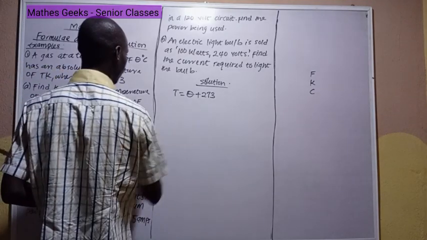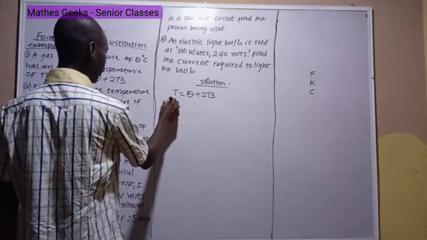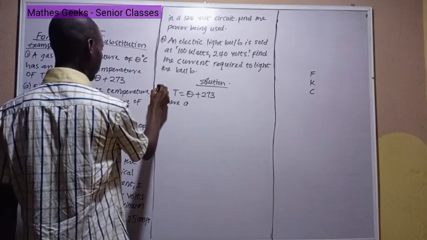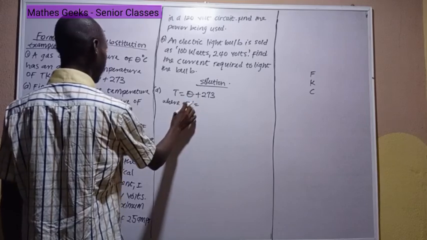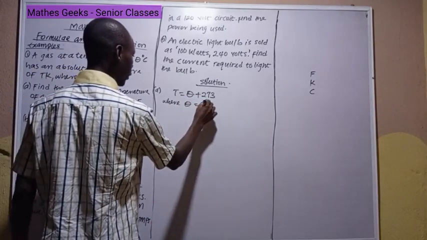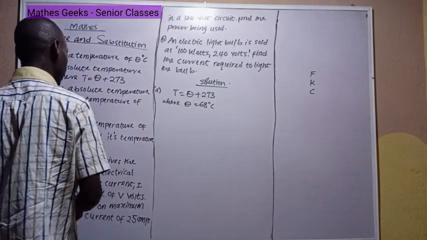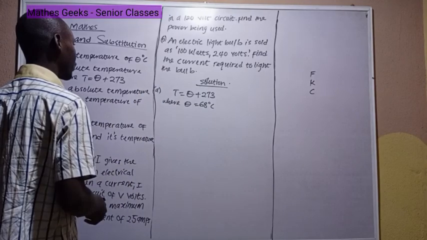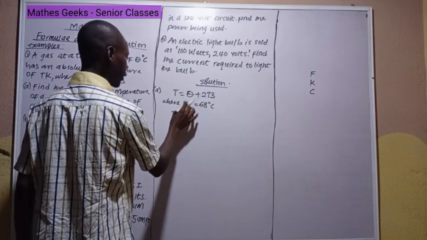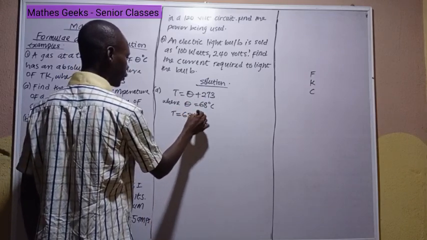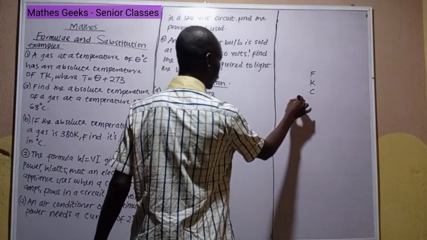So in this equation, we discover that the value of theta is given as 68 degrees Celsius. So we put 68 degrees Celsius in place of theta in the equation, then we can get the absolute temperature. That's what substitution means. So T is equal to 68 plus 273. So we're going to add them together.